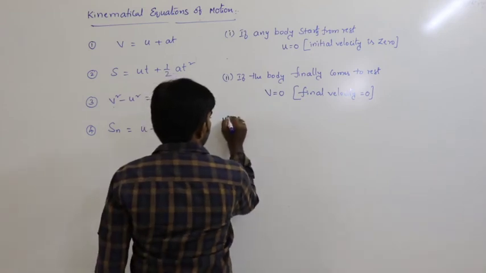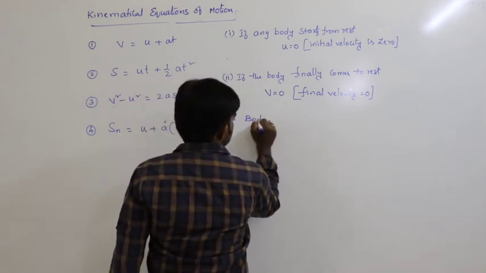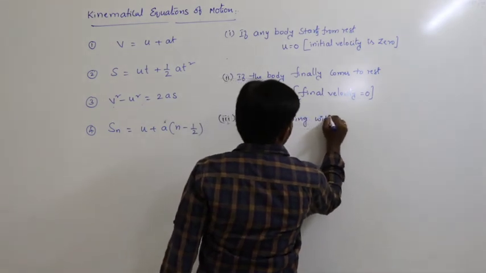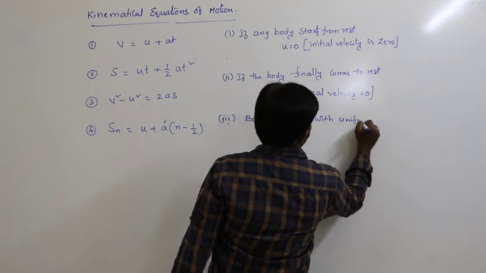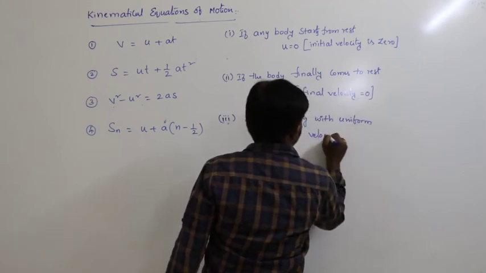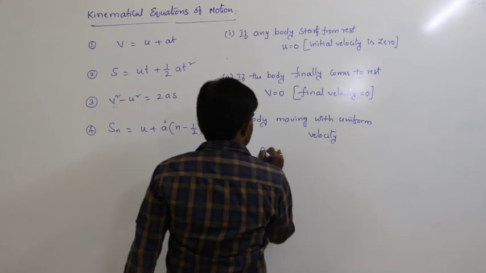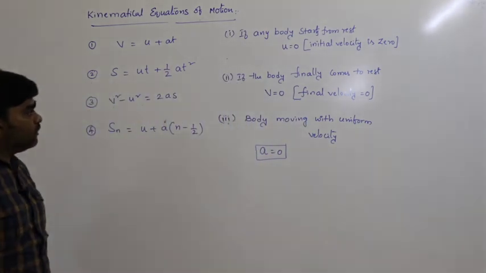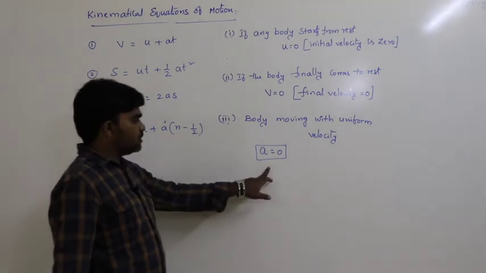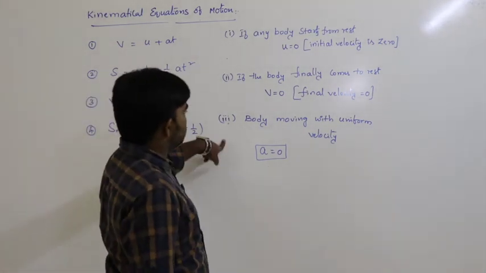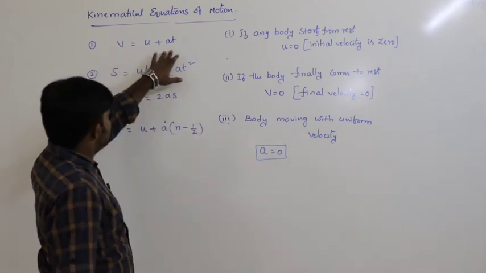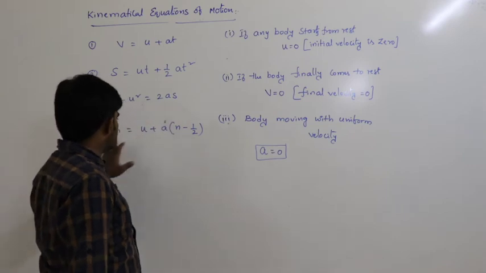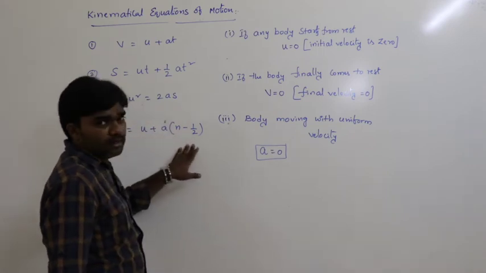And third point, we already discussed this. If the body is moving with uniform velocity, the acceleration of the body must be equal to 0. These are the points we have to remember in this situation. v equals u plus at, s equals ut plus half at square, v square minus u square equals 2as, sn equals u plus a into n minus half.